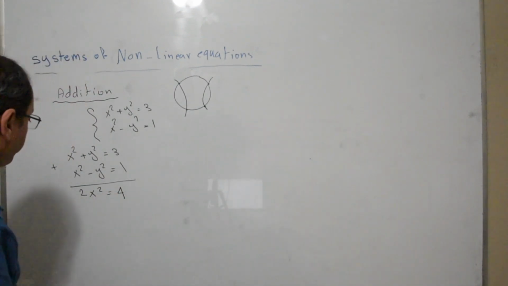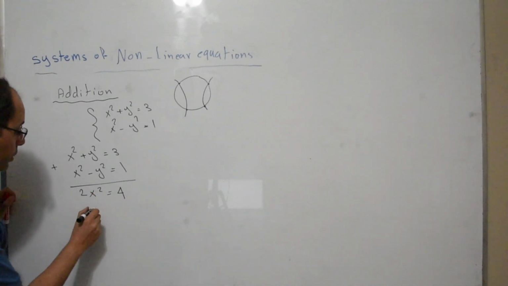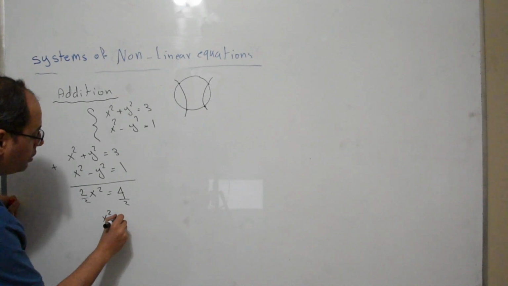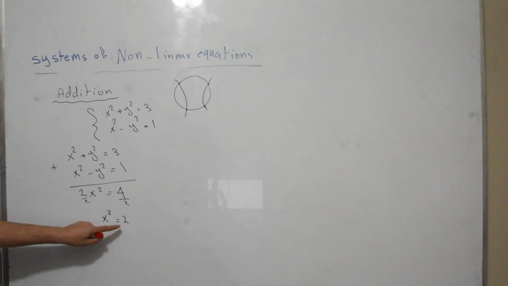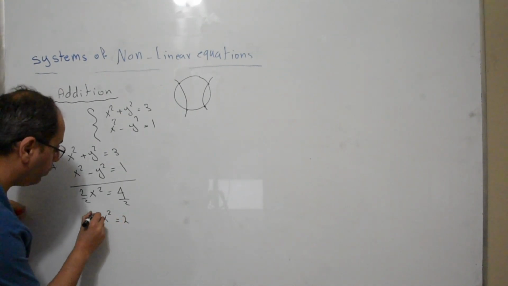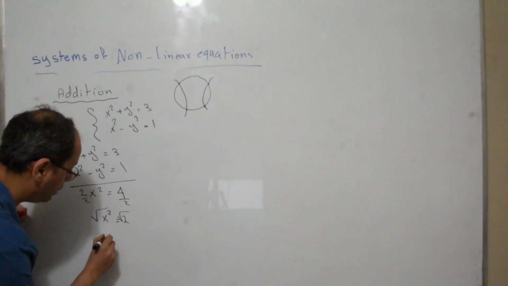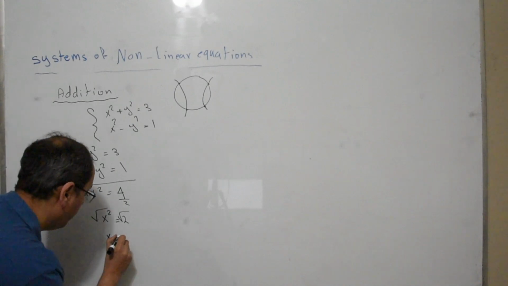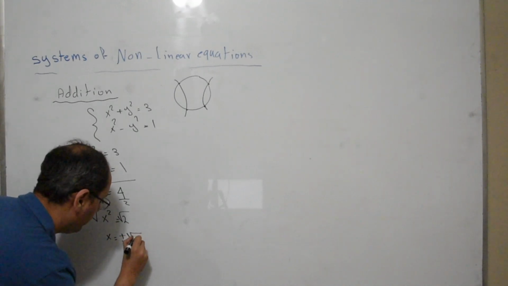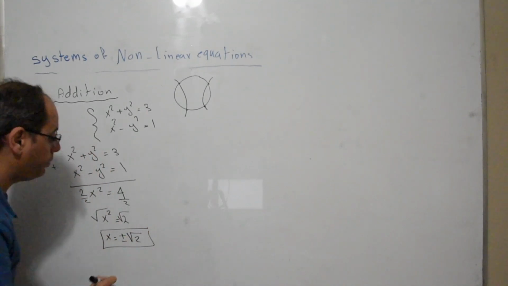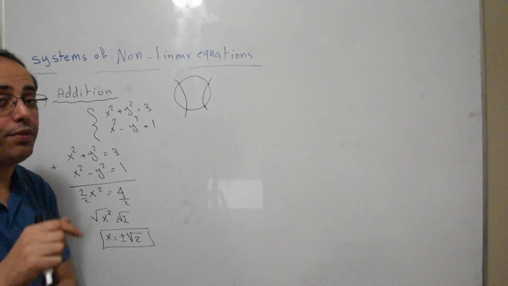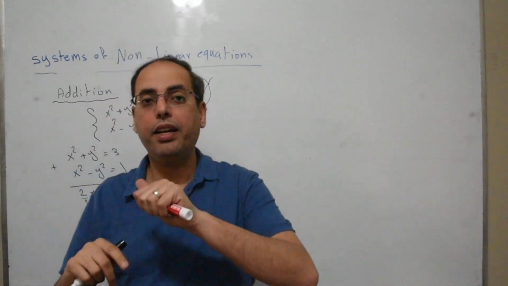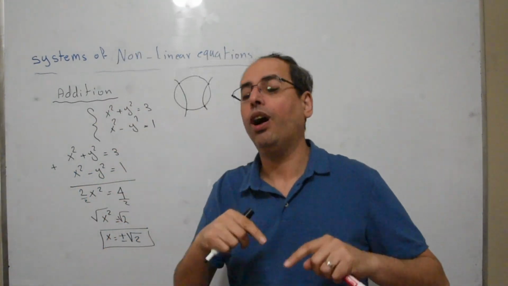Clear so far? So now, divide by 2, so I have x squared is 2. If x squared is 2, take the square root of both sides, so I have x is plus or minus square root of 2. Okay? Now, I have how many values of x? 2 values of x. So I have to evaluate y based on each value of x.